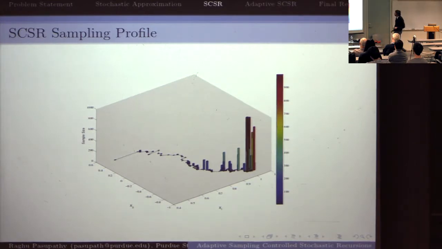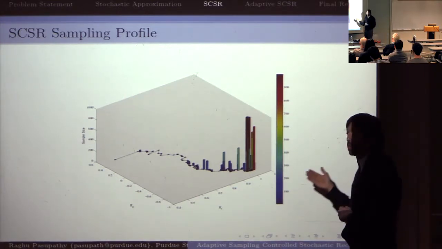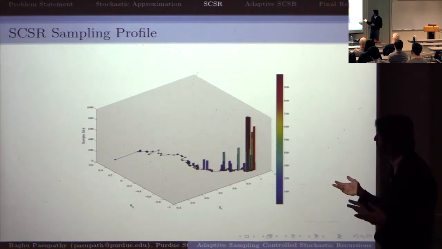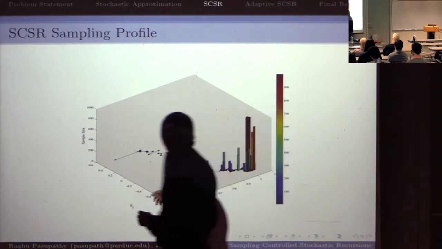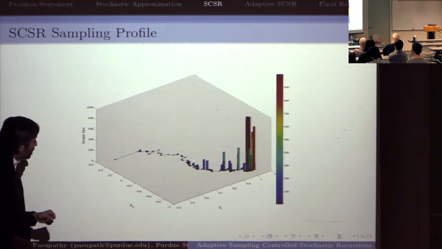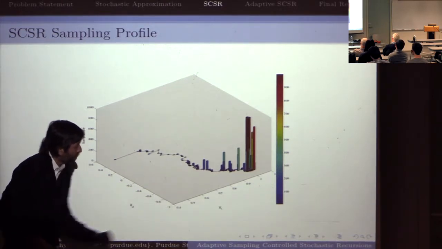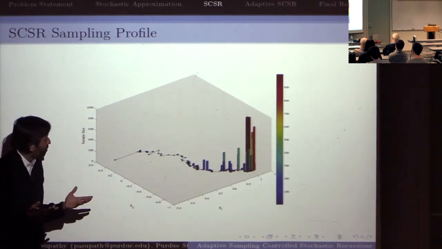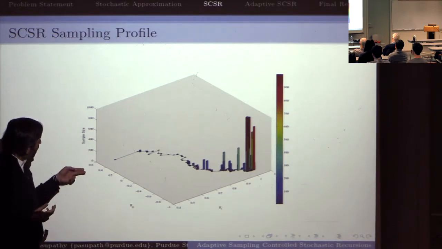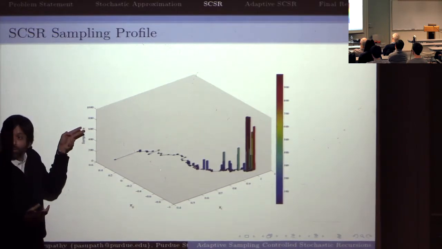All right, so to give you a little further intuition on how all of this is going to fall out, this is a two-dimensional plot. This is in the design space. I ran an example root finding problem. And what I did was I plotted sample size on the z-axis.